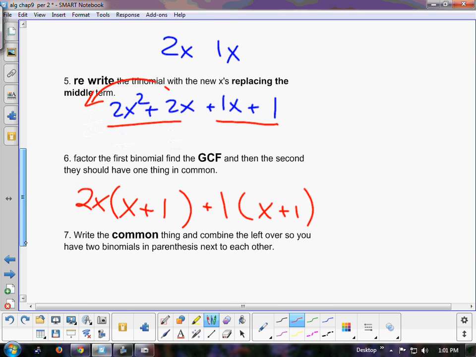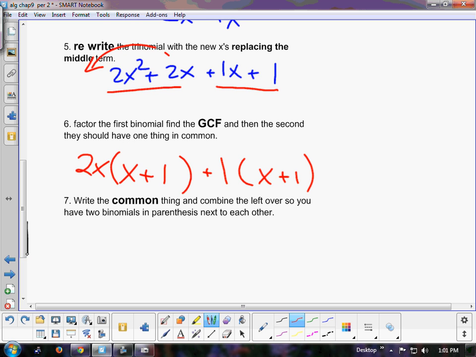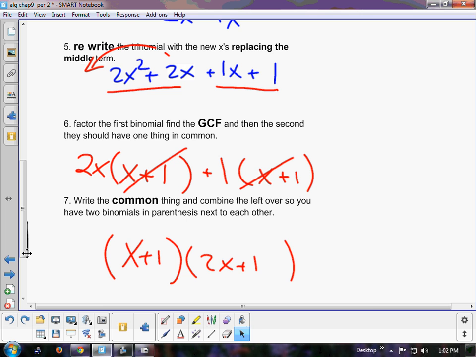Next step is to interpret your answer. What is common in this? Yes, Jared. X plus 1 is common. I use that up. What's left behind? 2x plus 1. This should be my answer.